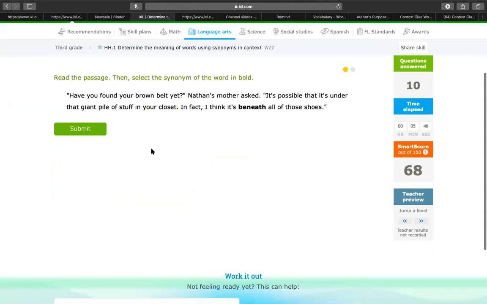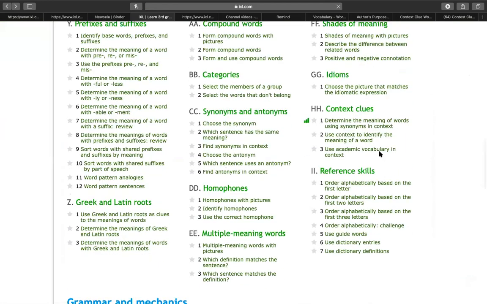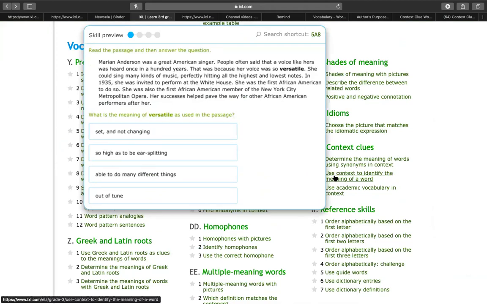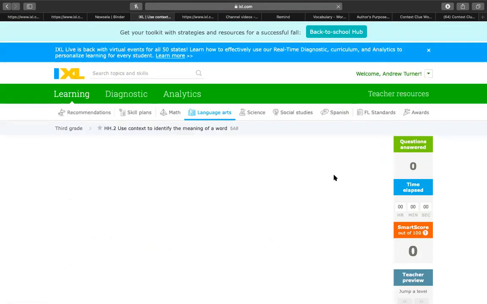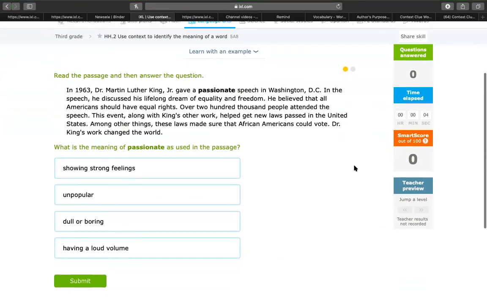Terrific. All right, so let's move on past synonyms to the next section, which in third grade is HH. It might be something different in the other grades. We are looking real quick at this one and trying to get the context clues here. So do we have any readers out there? Because we have about 8 minutes before we wrap things up.